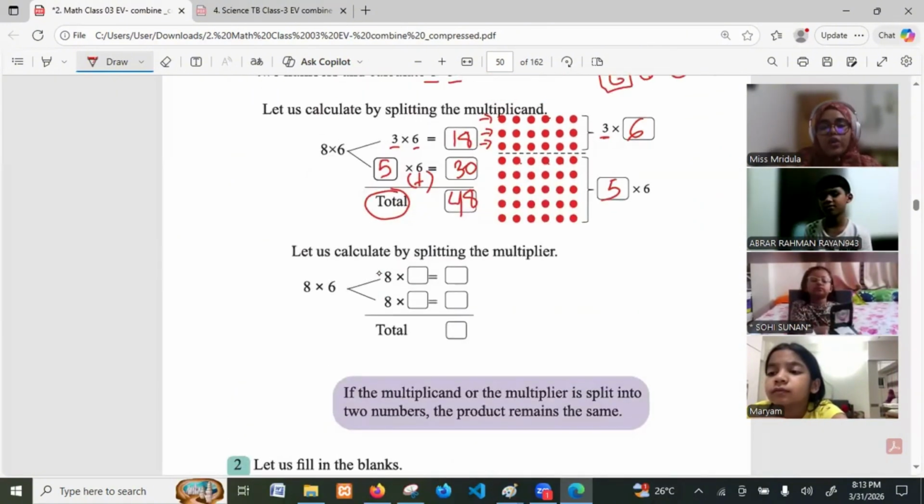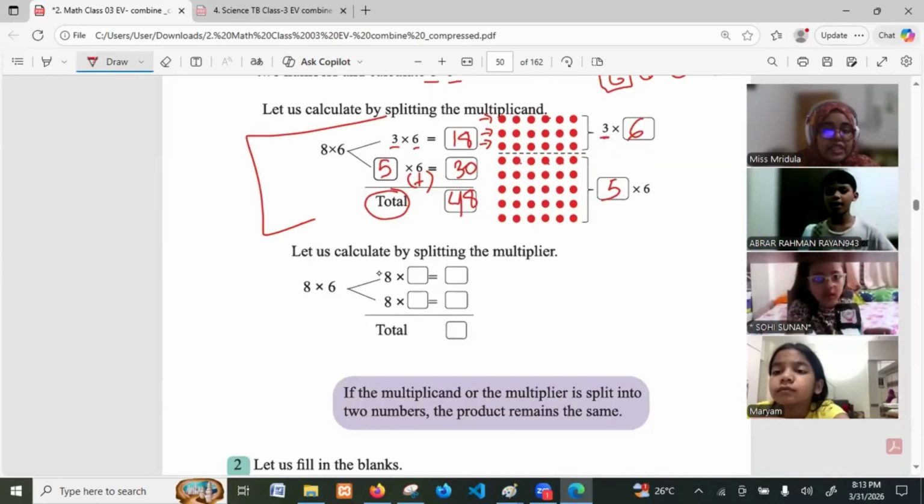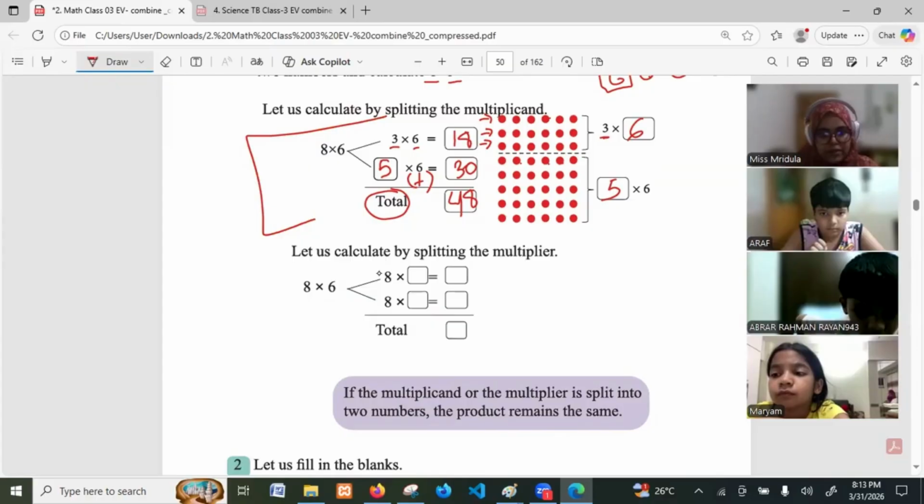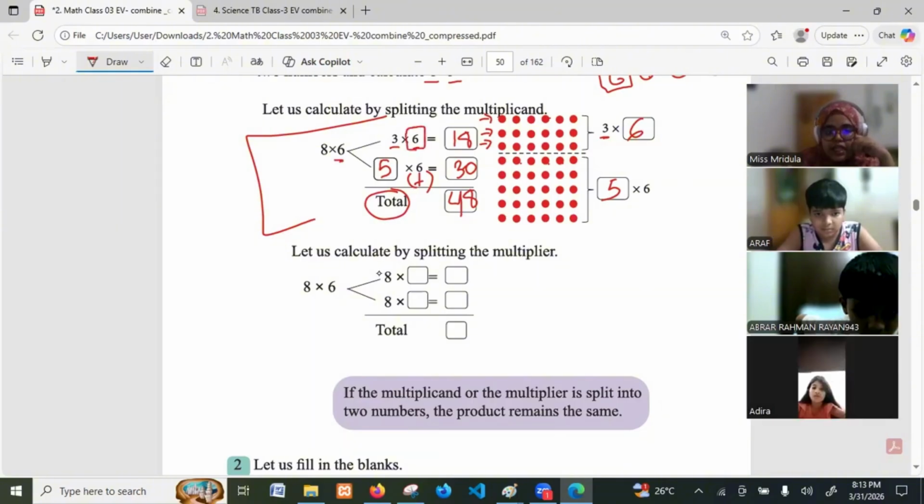Okay. So now, can you tell me that in this math, what have they split? Did they split the multiplicand or did they split the multiplier? Multiplicand. The multiplicand, yes. See, the 6 was as it is. 6 did not change. What have they done? They have split this 8 into 3 and 5, right? So they have split the multiplicand.